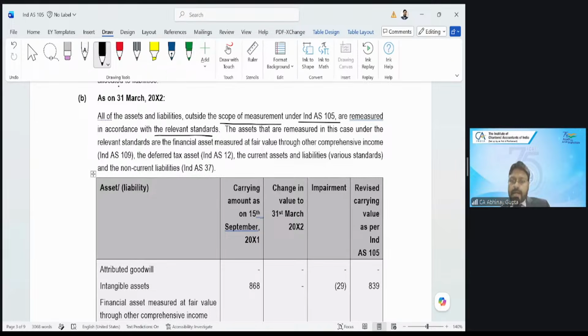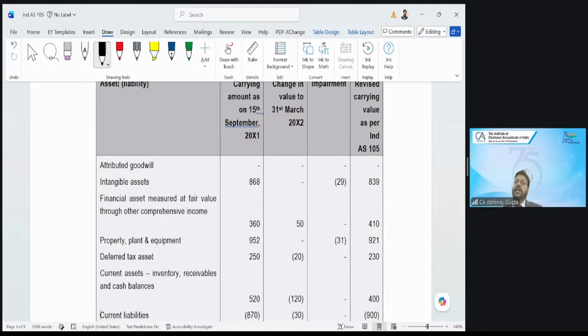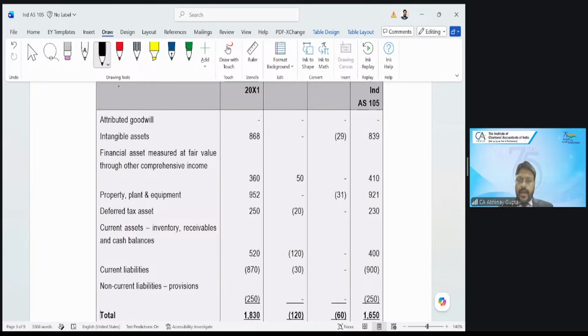So the assets that are remeasured in this case under the relevant standards are the financial assets measured at fair value through OCI, the deferred tax asset under Ind AS 12, and the provision assets and liabilities under Ind AS 37, right? So once those items are measured under the respective standards, for which the amounts are anyway given in the question itself, we would be taking them, and for the remaining items, we would be doing the remeasurement. So how to go about this? Goodwill, we are anyway having no balance. So goodwill will continue to be sitting at nil, correct?